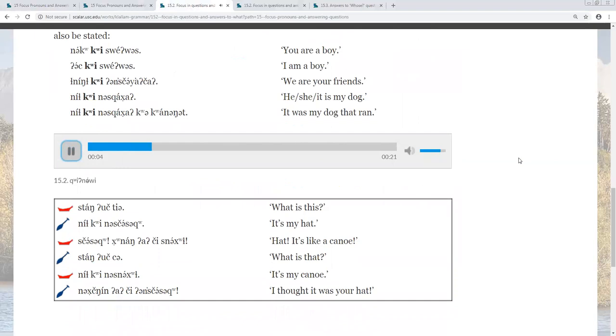15.2. Stang ochtia. Nishkuin stessa. Stessa hananachis nach. Stang ochtia. Nishkuin snach.